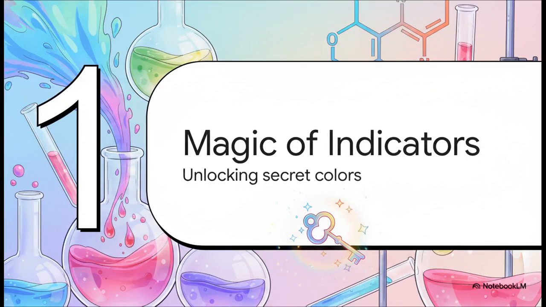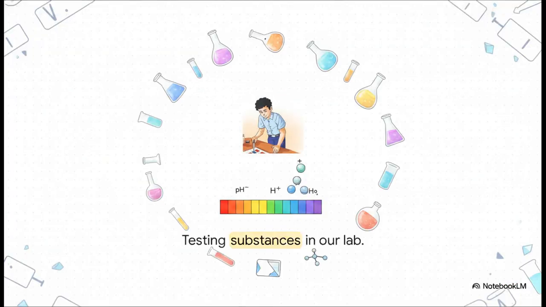All right, Section 1, the magic of indicators, unlocking the secret colors. Just like a curious student working away in the lab, we can use specific substances to reveal the hidden, invisible nature of everyday liquids. See, you can't just look at a glass of clear liquid and automatically know if it's an acid or a base, right? It just looks like water. We need a little helper to reveal its true identity.